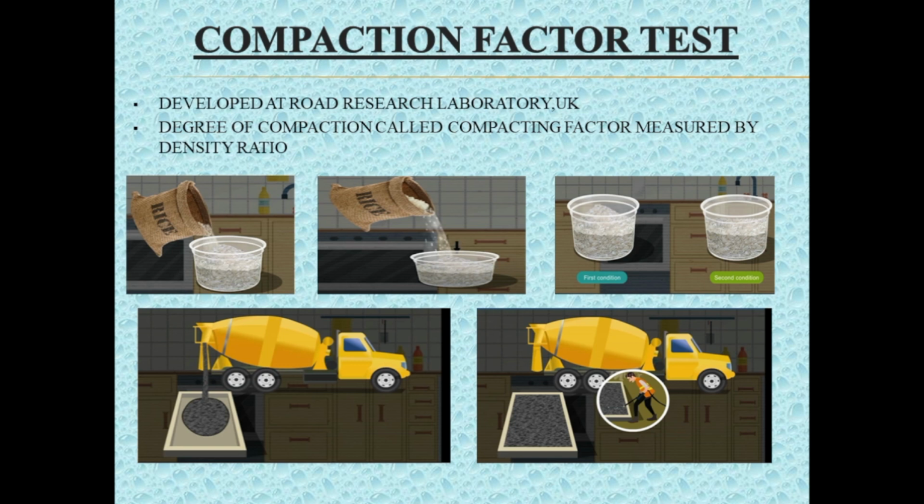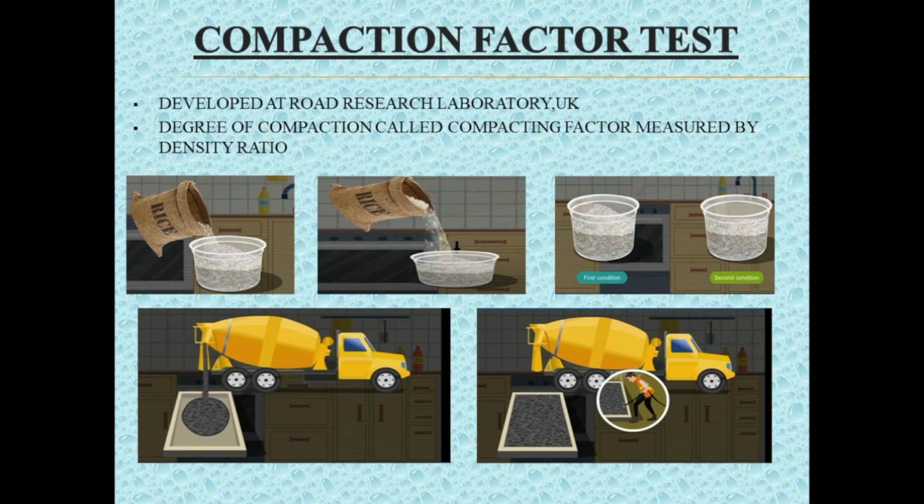This test, which considers the factor, is called compacting factor test. Compacting factor test has been developed at the Road Research Laboratory, UK. The degree of compaction, called the compacting factor, is measured by the density ratio, that is, the ratio of the density actually achieved in the test to the density of same concrete that is fully compacted. It is useful for dry concrete mixes of very low workability and insensitive to slump test.